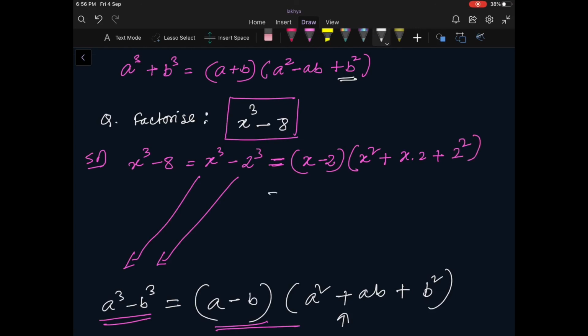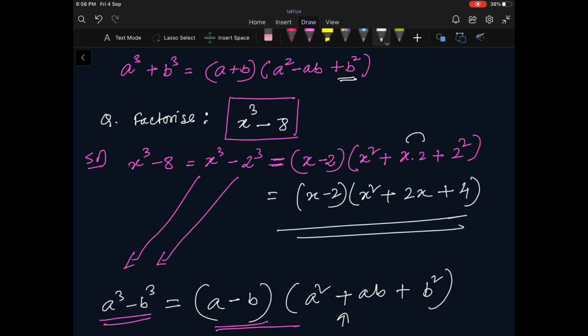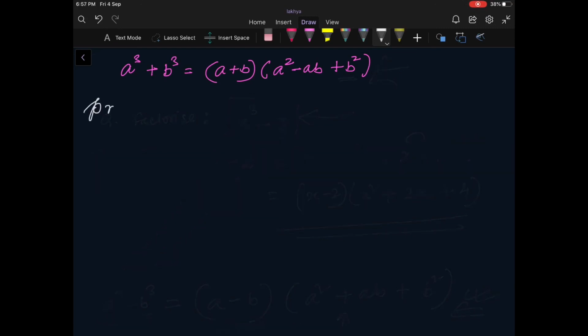So here we have x minus 2, x square, x into 2 can be written as twice x, and 2 square is 4. So that's how we can factorize this kind of polynomial using this identity. Now let me show you how to prove these two identities, a cube plus b cube and a cube minus b cube.